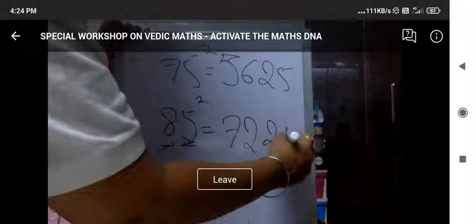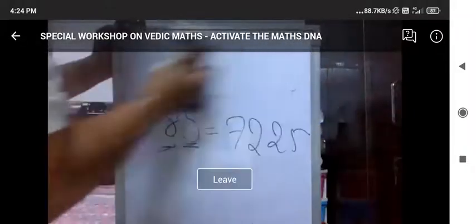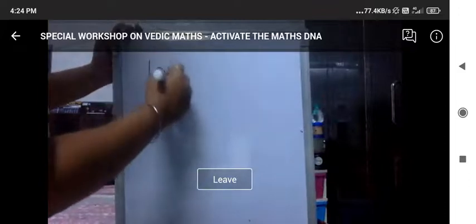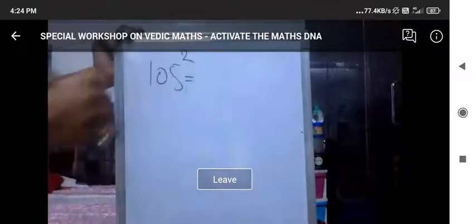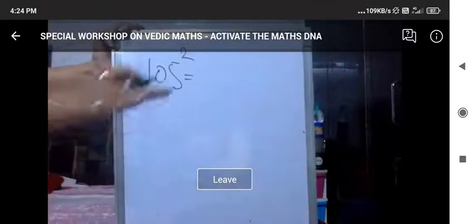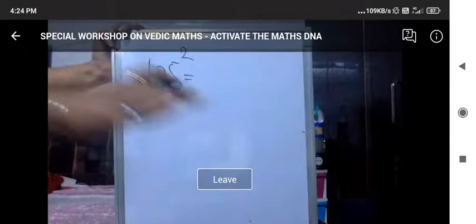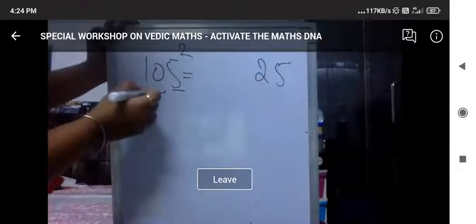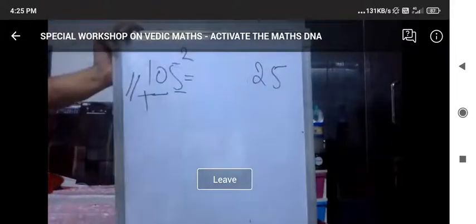I'll jump now. I'll go to triple digit now. I want you to understand the concept in triple digit also. So let's see if my number is 105 square. Don't get scared. The number is triple digit, but the solution is same and very easy. 5 square is 25. 10 multiplied by successor 11.